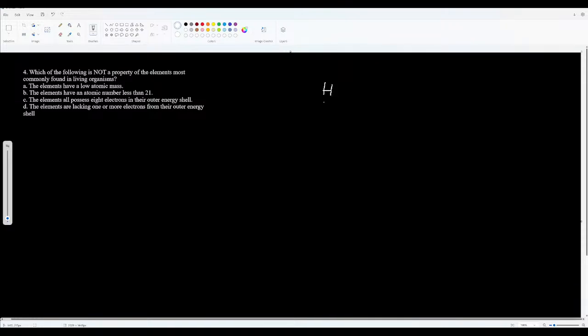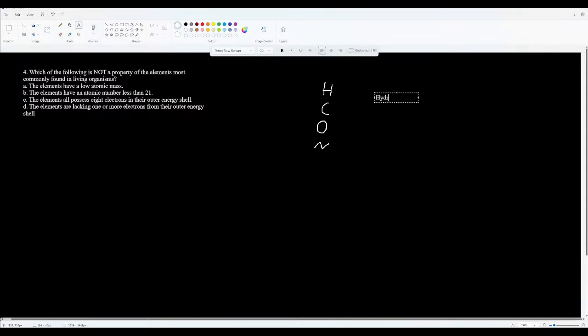Hydrogen, carbon, oxygen, and nitrogen. So hydrogen, carbon, oxygen, and nitrogen.